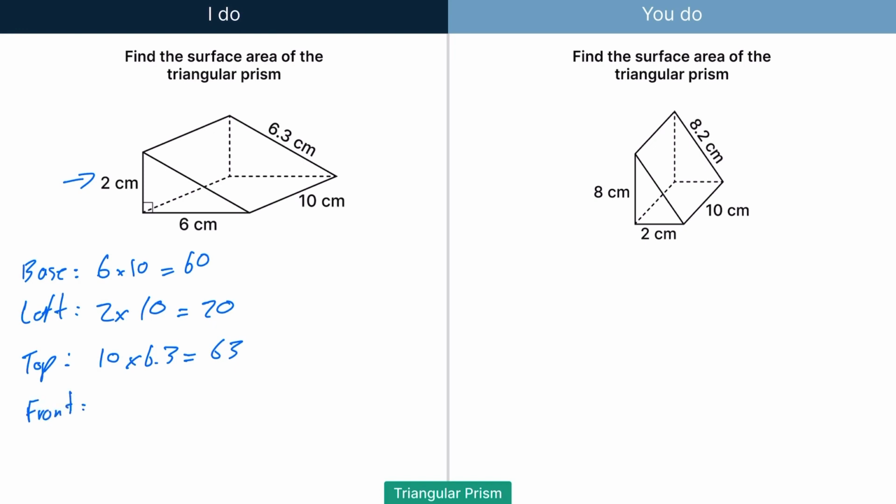The front is going to be 6 times 2. Now it's a triangle, so the area of a triangle is base times height divided by 2. So this would become 6. And the back is the exact same as the front, so that would also be 6.